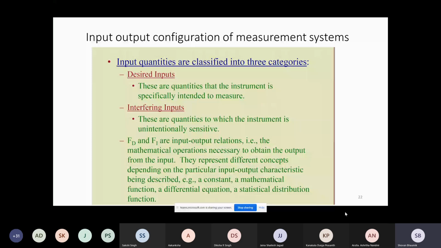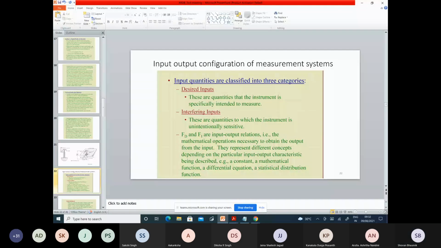So Baba, what is the desired input? Just one minute, I'm coming.